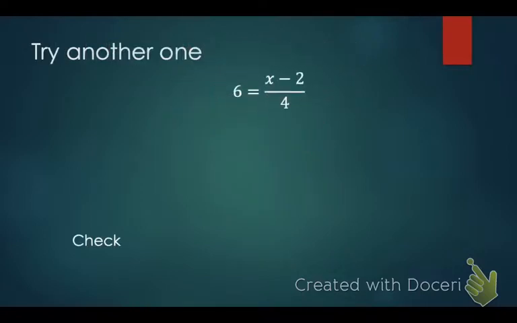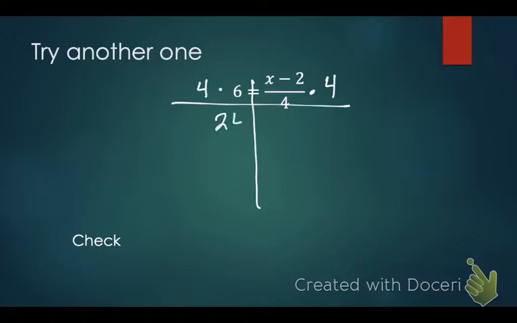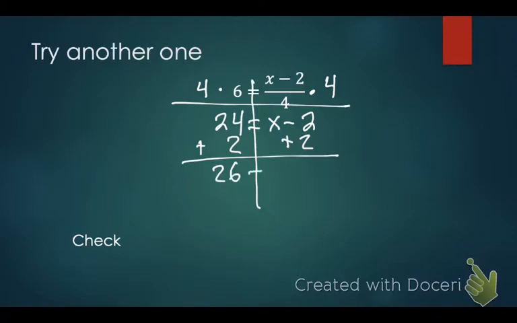Again, same thing. There's a number on the bottom. You're going to multiply by that number first and get 24 equals x minus 2. And then you're going to add 2 to both sides. Not bad.